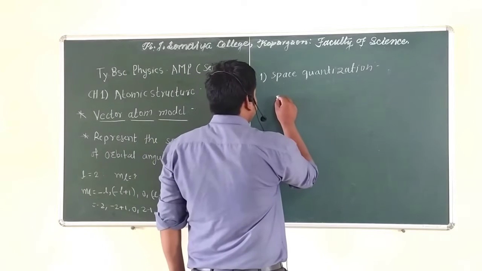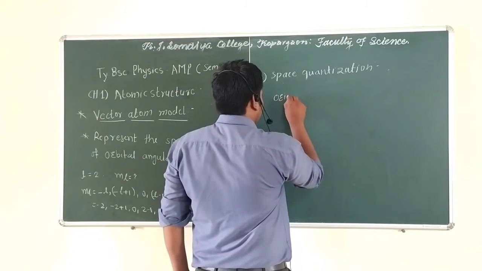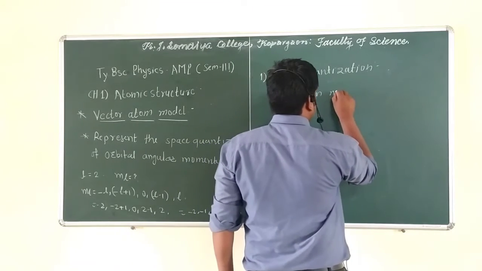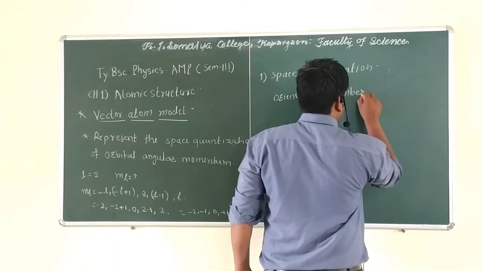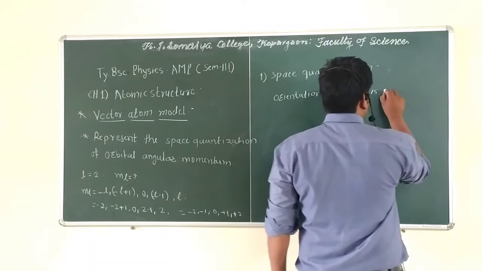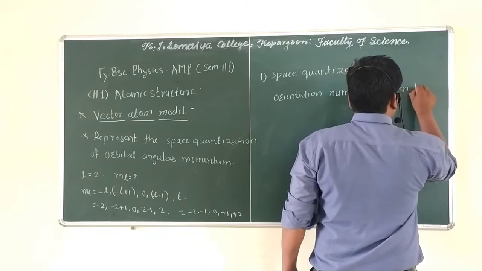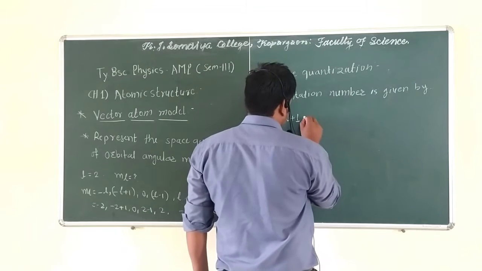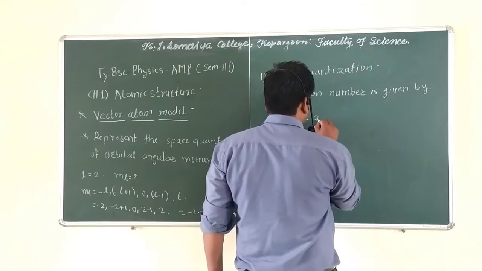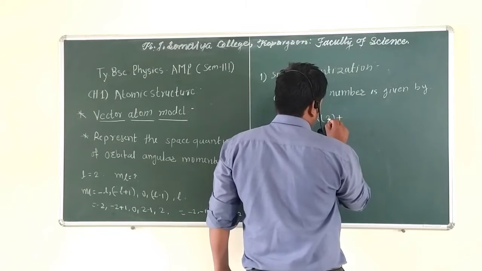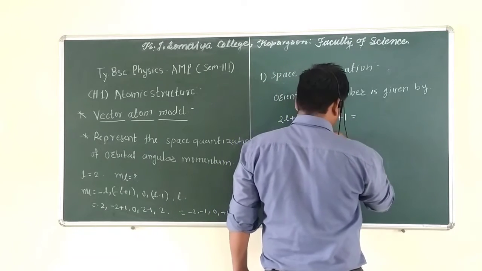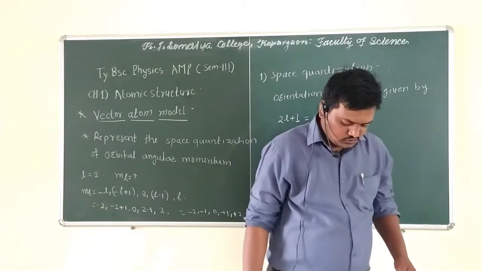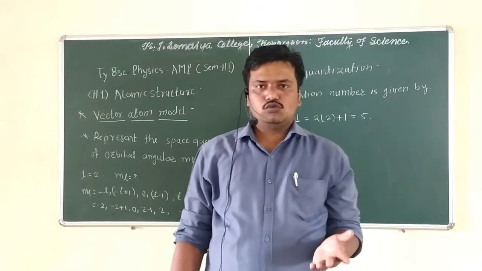That is what is meant by the orientation number. The orientation number is given by 2L plus 1. Here, 2 into the L value 2, plus 1, is 4 plus 1, 5 times. So the orientation number is 5.